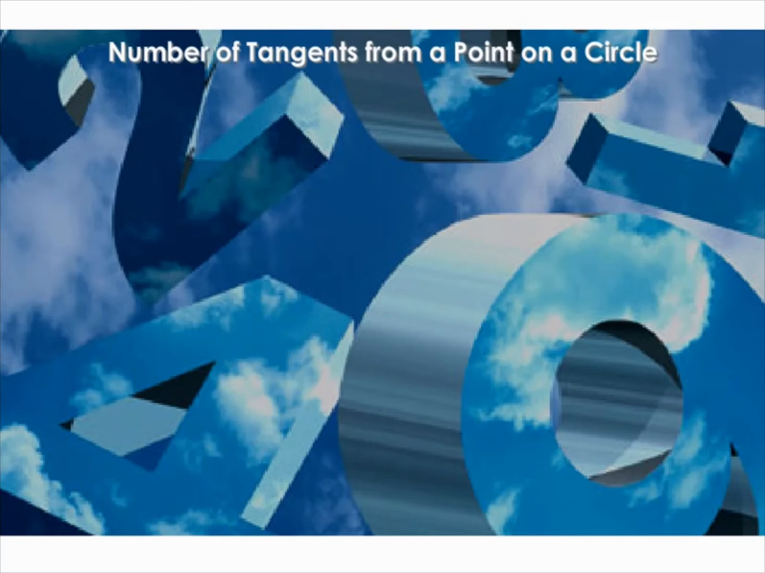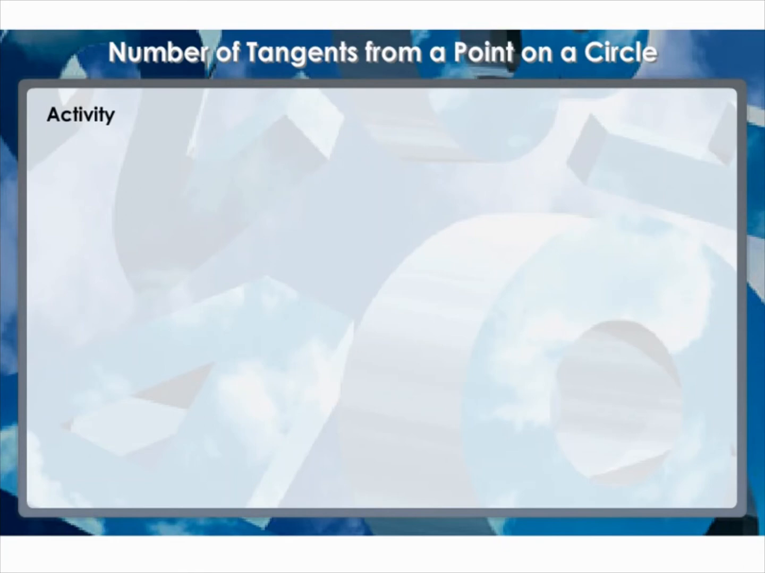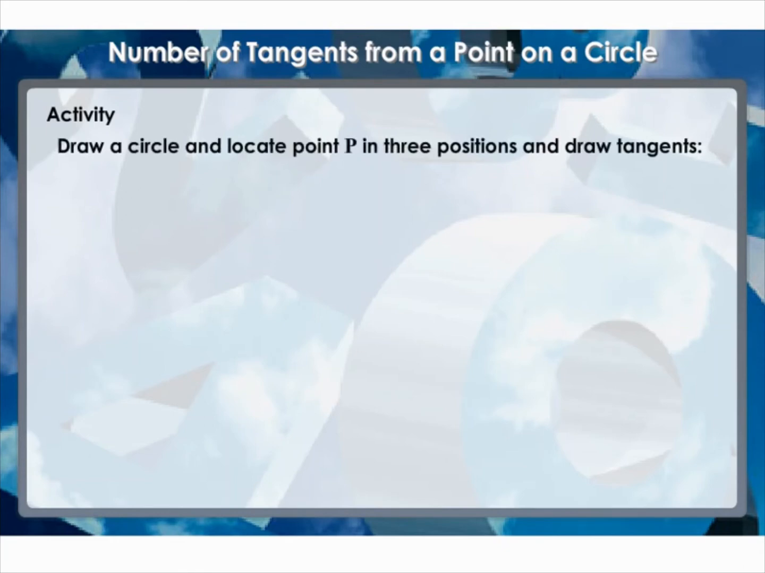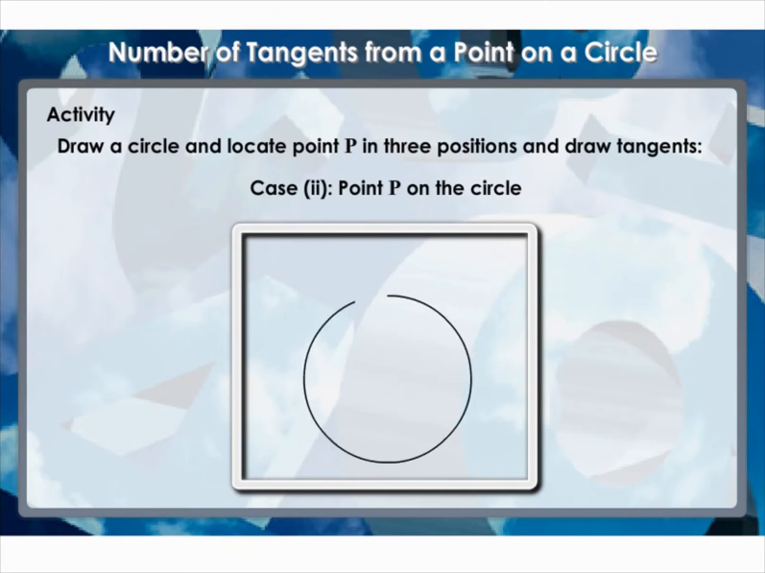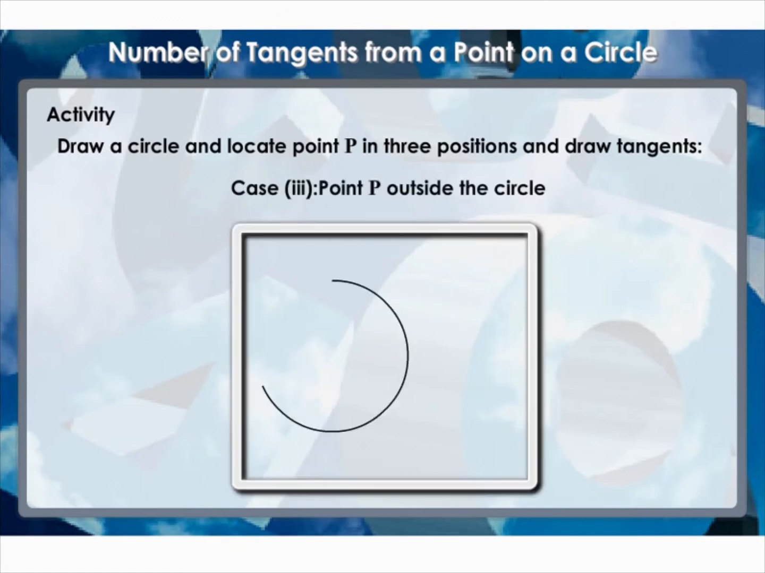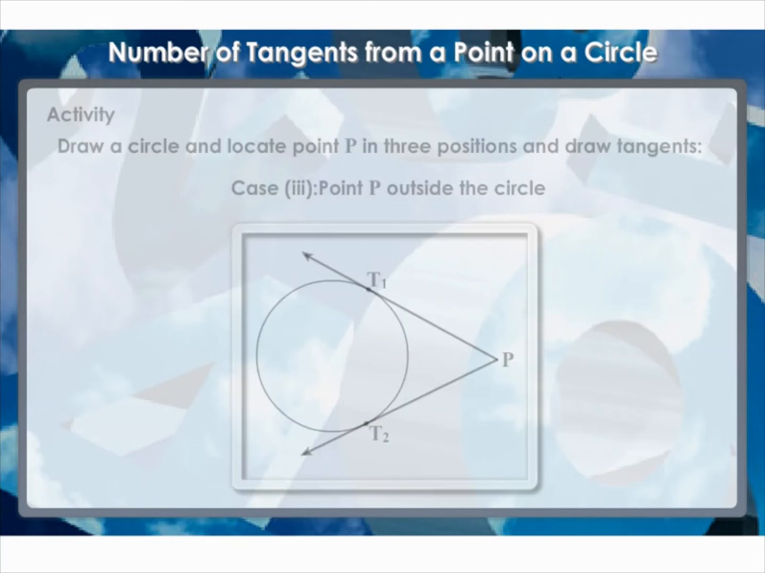To get an idea of the number of tangents from a point on a circle, let us perform another activity. Draw a circle and locate point P in 3 positions and draw tangents. Case 1. Point P inside the circle. Case 2. Point P on the circle. Case 3. Point P outside the circle.